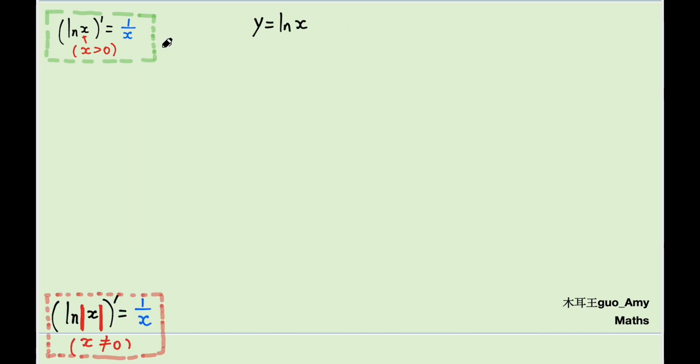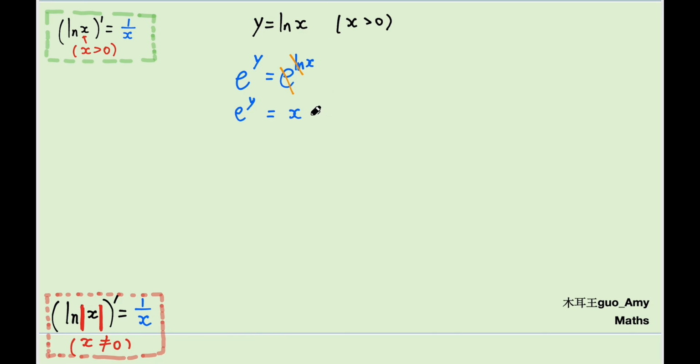We will start with the first formula. For the function y equals ln x, where x is positive, we are going to convert the relationship between x and y using the exponential form. We can raise e to the power of both sides to get e to the power y equals e to the power ln x. The e and the ln sign cancel out, so we have x on the left, and on the right we have e to the power y.